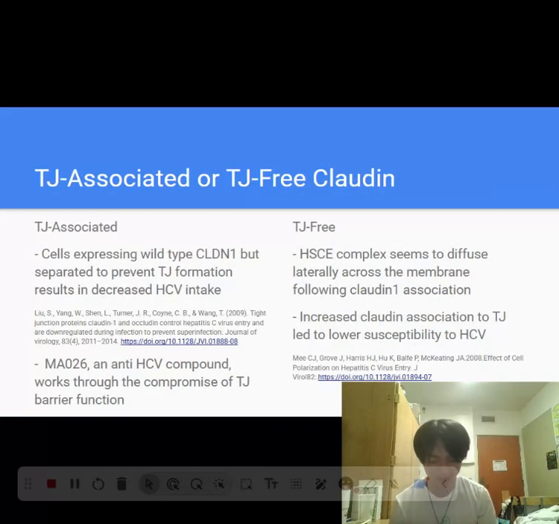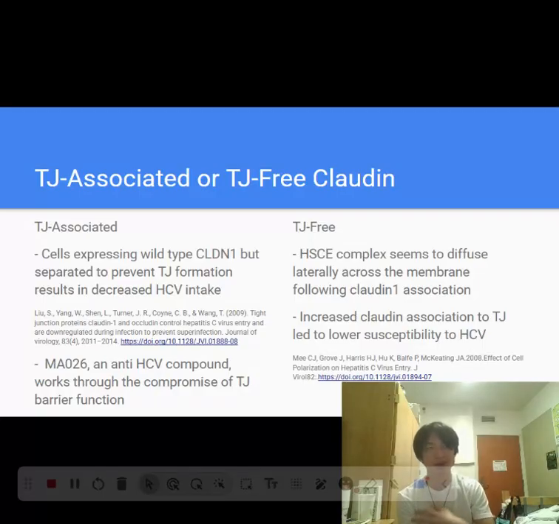Back to the first question. Basically, the paper was wondering if the HCV would bind to claudins that were bound to a tight junction, or that were not bound to a tight junction. Here's some evidence to support both.